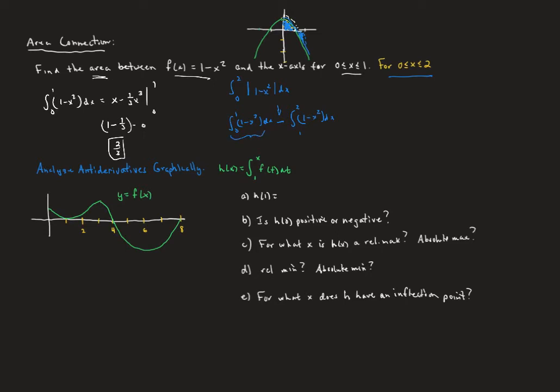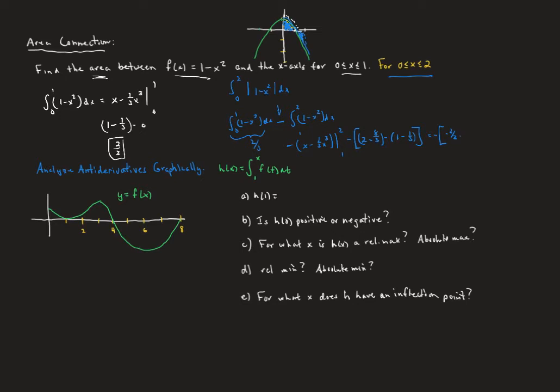So we already did this part. We know that's 2/3. And now we're going to get minus, and then we have again x minus 1/3 x cubed that we're going to evaluate from 1 to 2. So that's going to be negative of, and we'll get 2 minus 2 cubed over 3, which is 8/3. So there's the upper limit. Minus plugging in the 1 is going to be 1 minus 1/3. So 2 is 6/3, and that's going to be a negative 2/3.